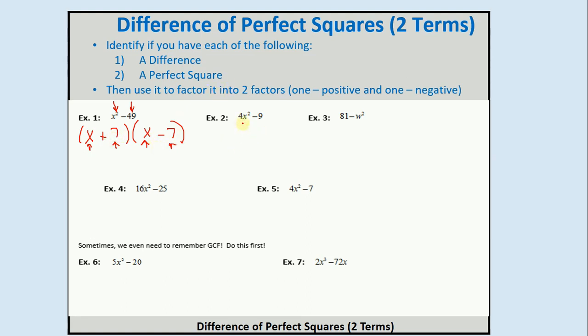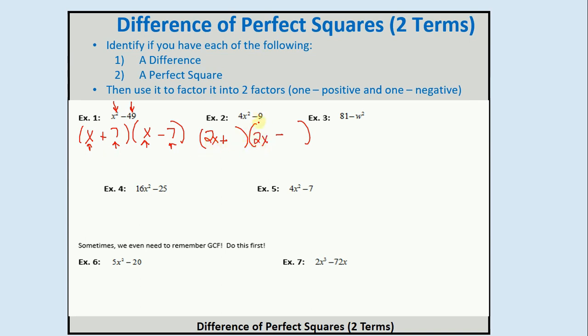So taking a look at example 2 here. These guys have the same number. There's subtraction. They're both perfect squares. So I can kind of break it into its 2 pieces, one with a plus, one with a minus. What two things would make 4x squared? What times itself would be 4x squared? Well, a 2x and a 2x, right? That would make 4x squared.